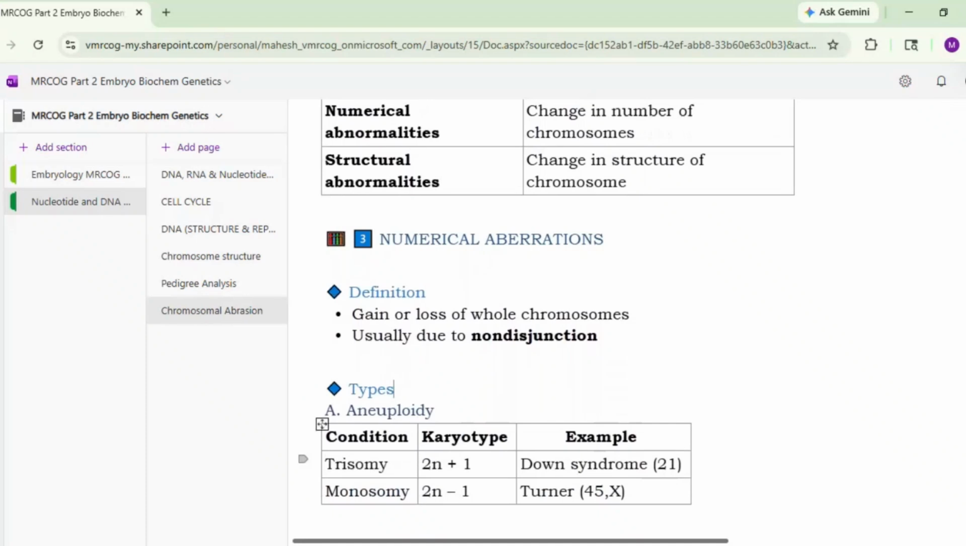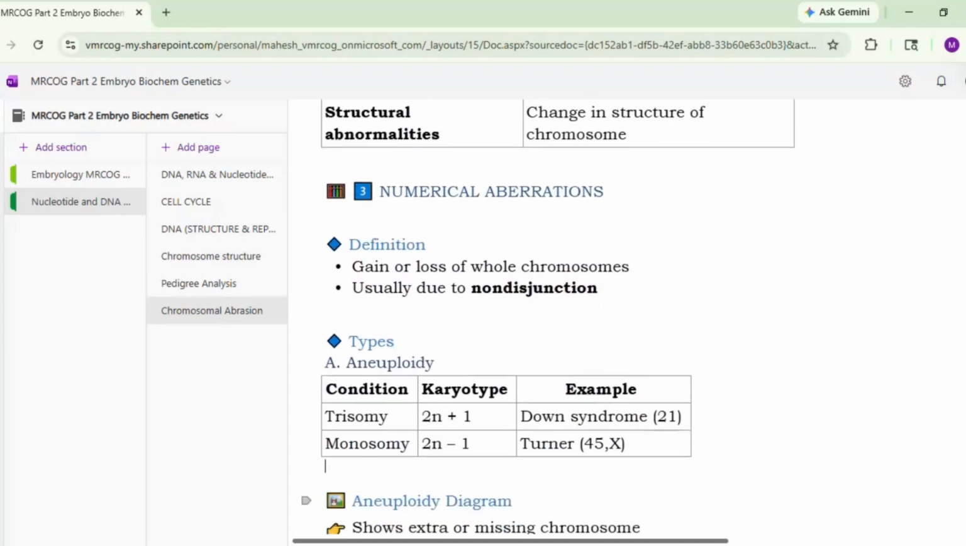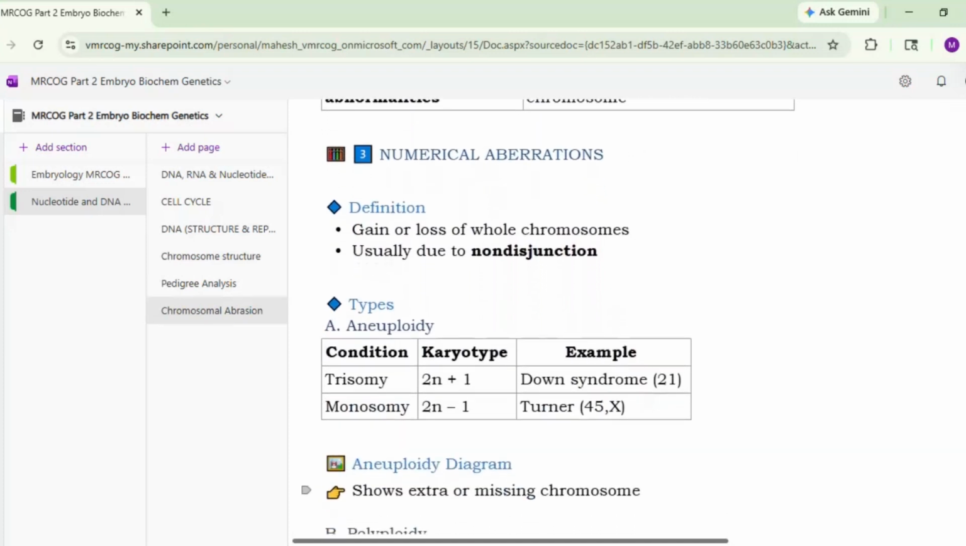Trisomy means one chromosome is additional. So it will have 2n plus one extra chromosome, which is seen in Down syndrome, where there is an extra chromosome number 21. While monosomy X has a 2n minus 1 composition, that is 45,X. That is seen in Turner syndrome. So these are the examples of aneuploidy. These are the numerical aberrations.